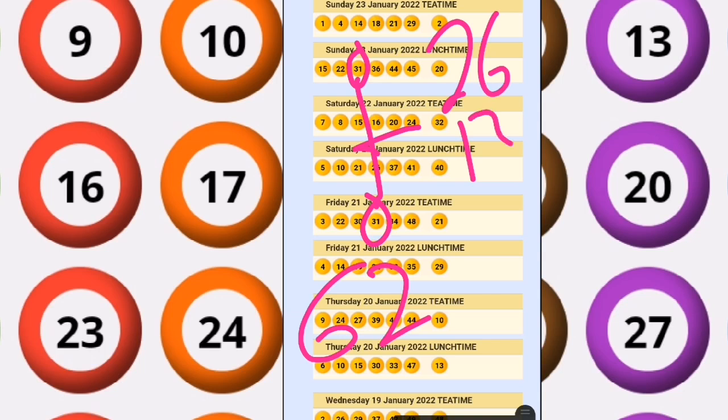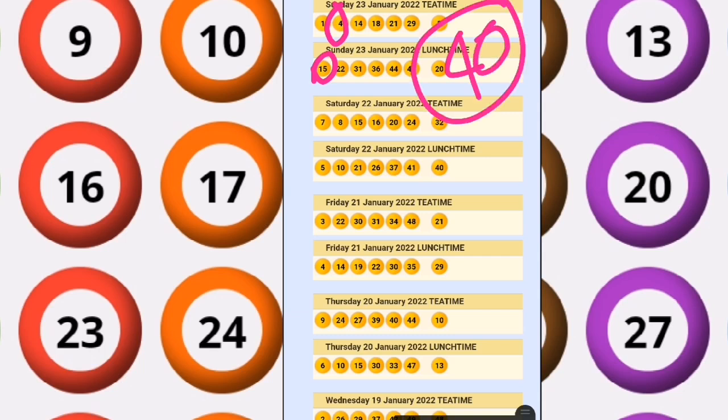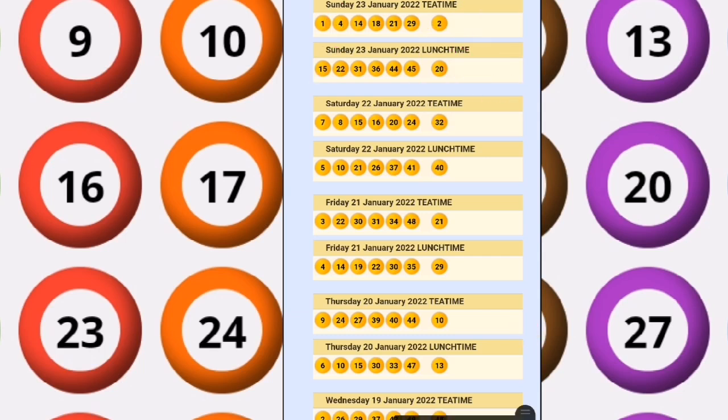31 can also turn to 13. So you can also look into these two numbers. So we have 15 here and we have 4 here, so we should be expecting 40 to make a return.